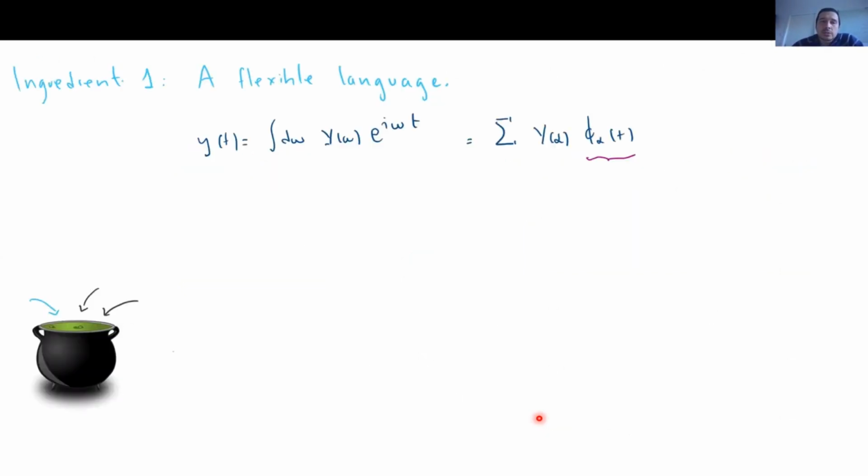In order to achieve this, we will need three key ingredients. The first one is that we need a flexible language to do this. Instead of having the Fourier transform as our key ingredient, which is what was used in the standard frequency domain formalism, we would like to do something more. We would like to find a space, in this case phi alphas, which is some arbitrary space for a representation to represent the function y of t.